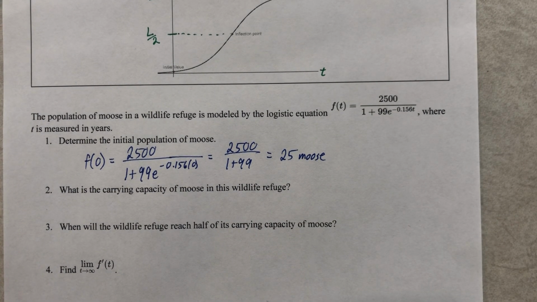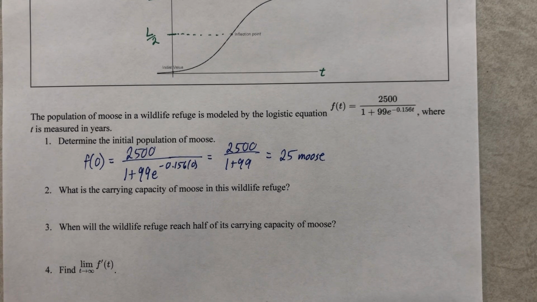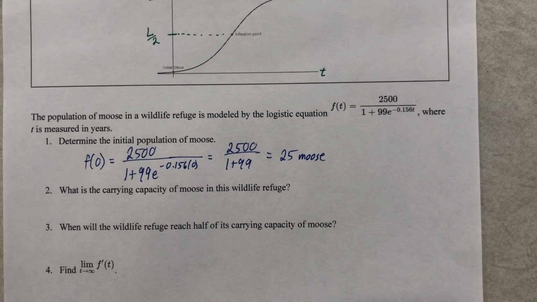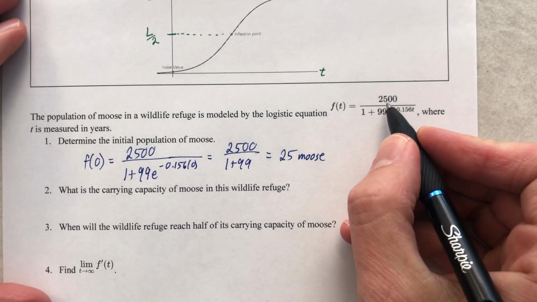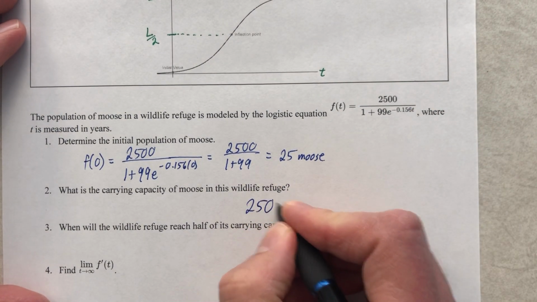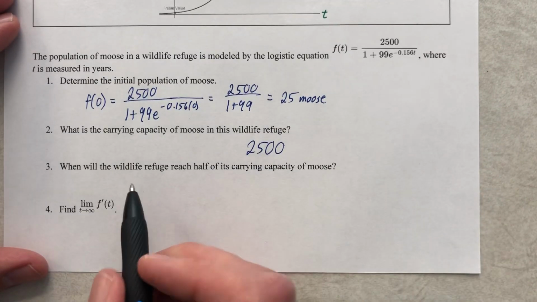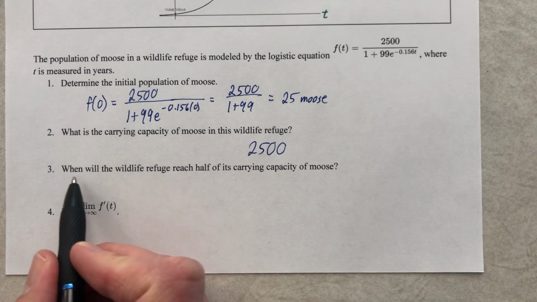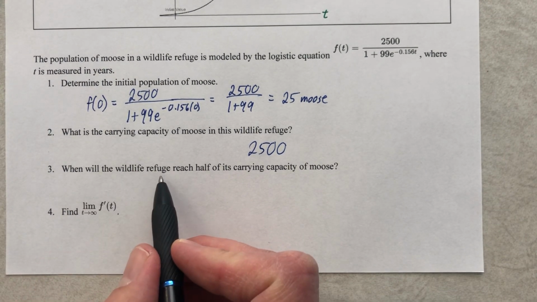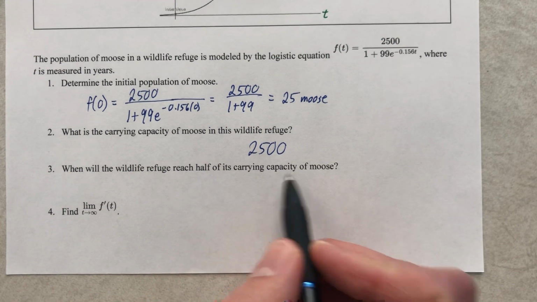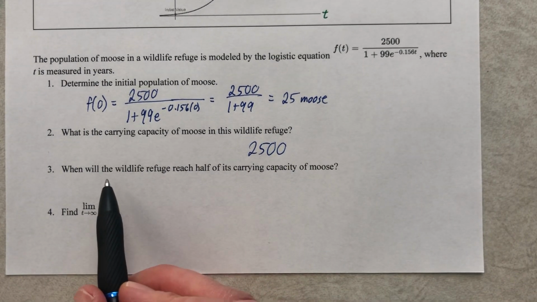What is the carrying capacity of moose in this wildlife refuge? We've actually already answered that. That is the maximum number of moose we can have, which is 2,500. And then, when will the wildlife refuge reach half of its carrying capacity of moose? So we're going to need to find out what t is.